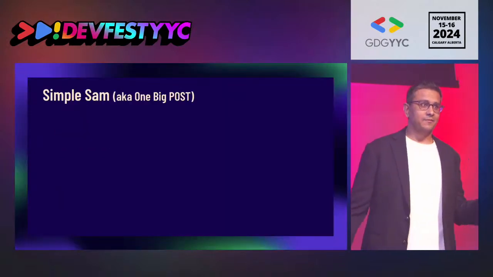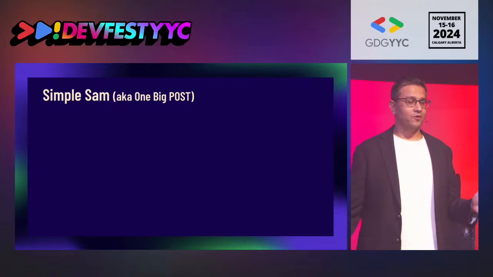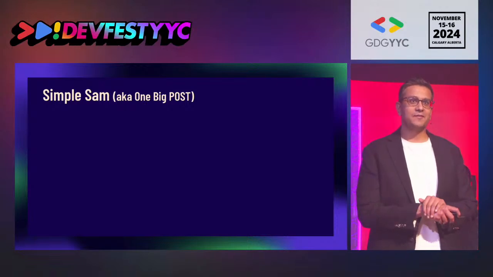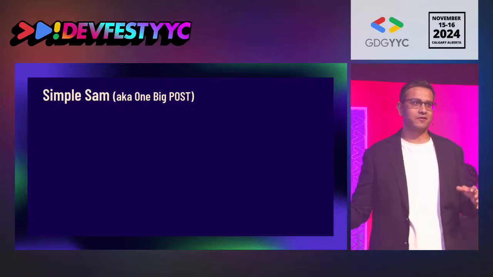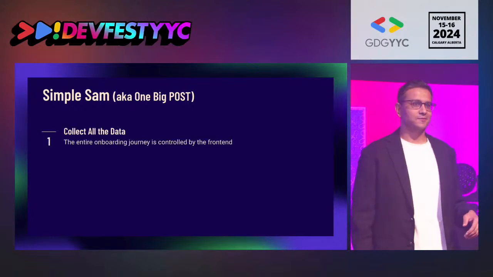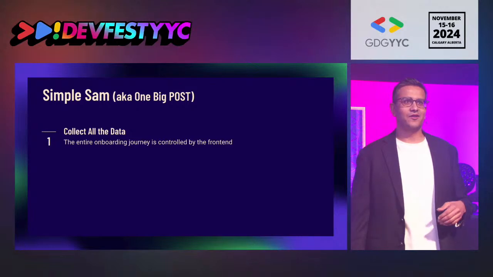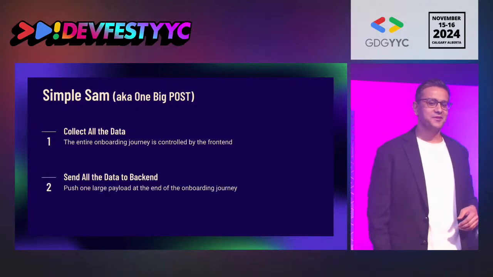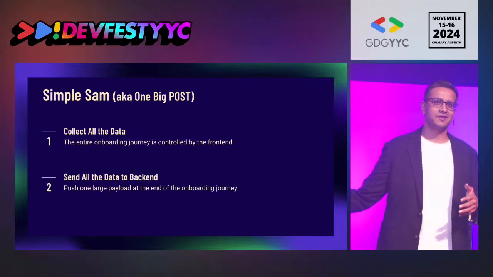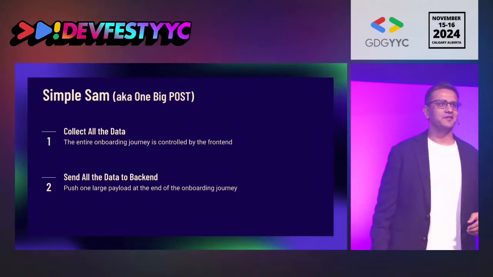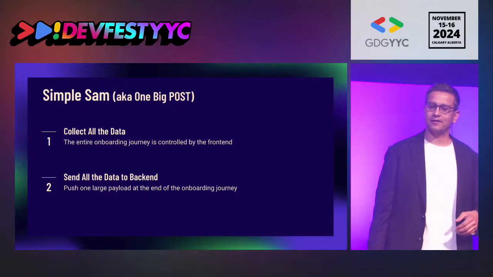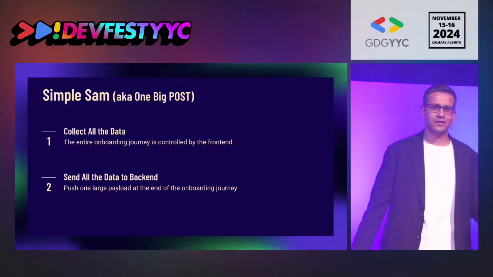So if you worked in development before, the analogy for Sam is you get all the data and you send it to the server in one big post request. So step one is you collect all of the data on the client side. And then step two, simple enough, you send it to the server and the backend does whatever it needs to get you that product. Again, pretty simple. That's what it's called, simple Sam.